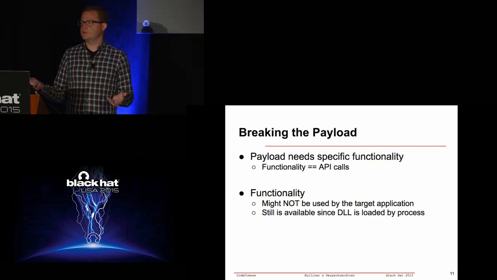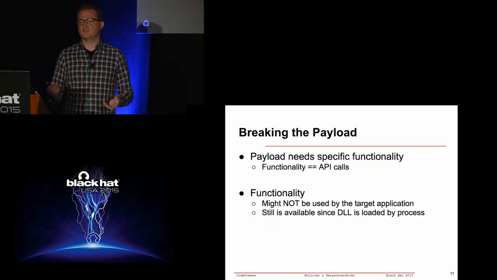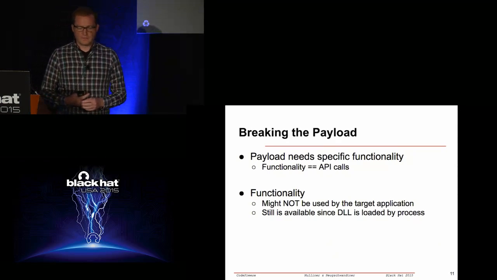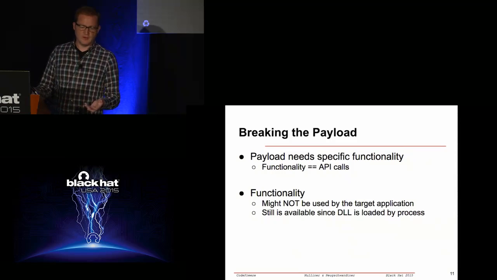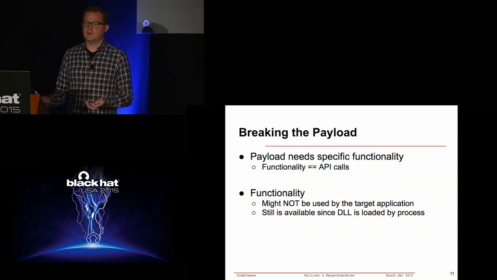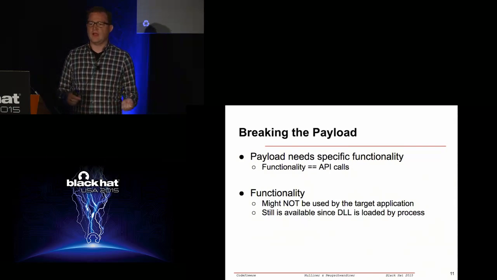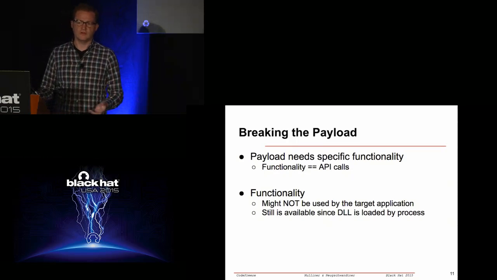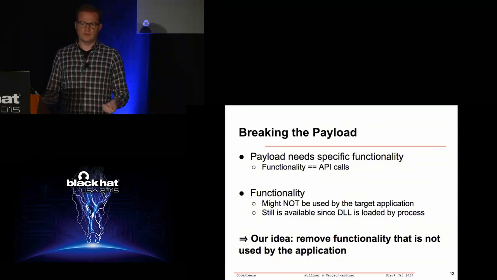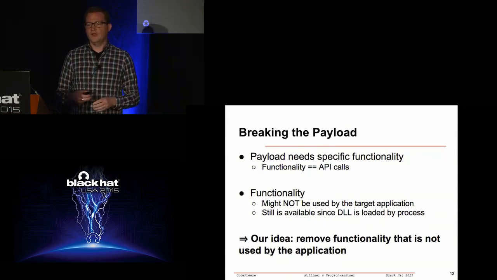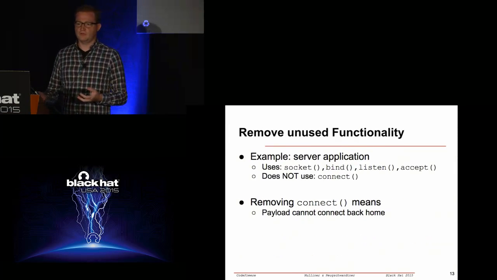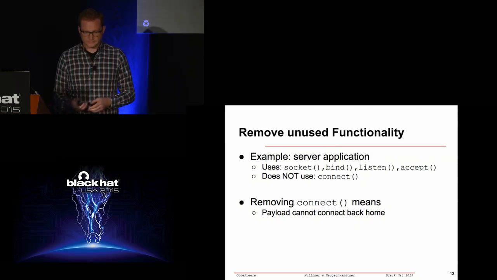So payloads, as I said before, need some specific functionality, and basically they need to call specific APIs. All the functionality that's used by this payload might or might not be used by the target application. But as soon as a library is loaded into the memory of a process, every functionality, whether it's used by the application or not, is just there for the exploit, for the attacker, to freely use as he wants. And the main idea of this project was: let's remove functionality that is not used by the application but is still in the process memory.